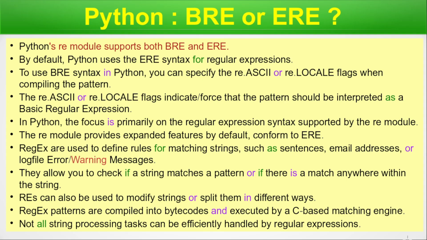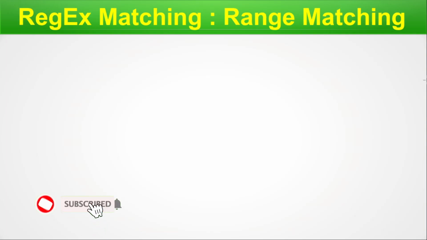We are done discussing the Python basic engine for regular expressions. Let us move on to the next slide. Regex matching, the range matching. From this slide, we will start diving into Python's regular expression syntax. First, we will talk about range matching. That means it could be an alphabet range or numeric range or alphanumeric range or something in between. Let us see what is there for us.